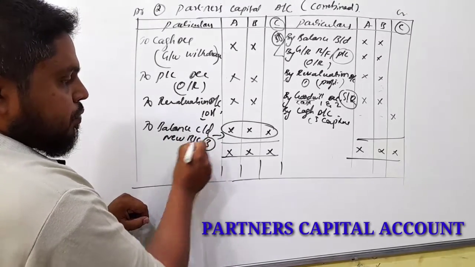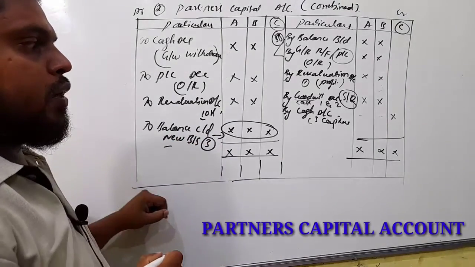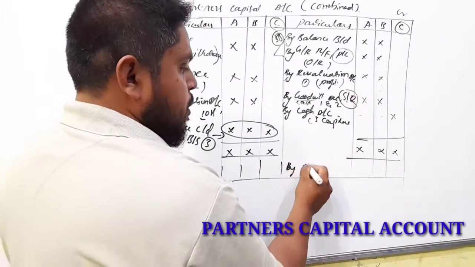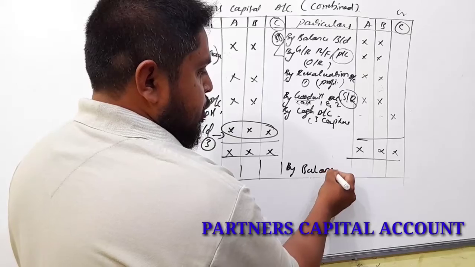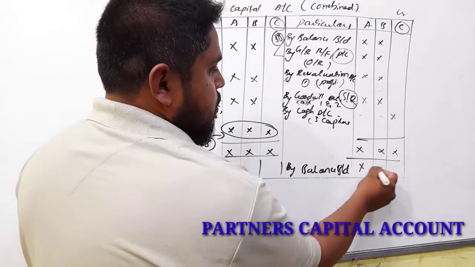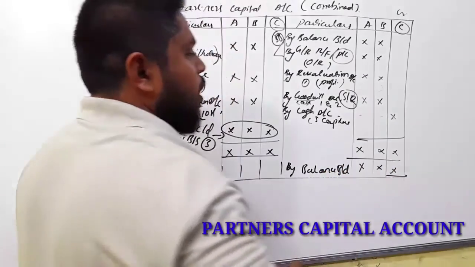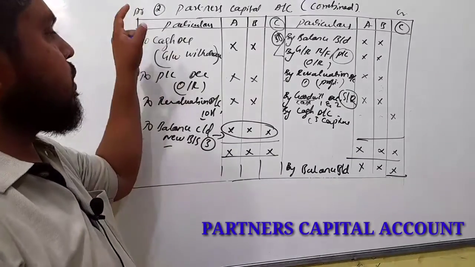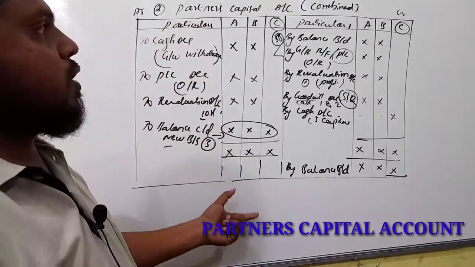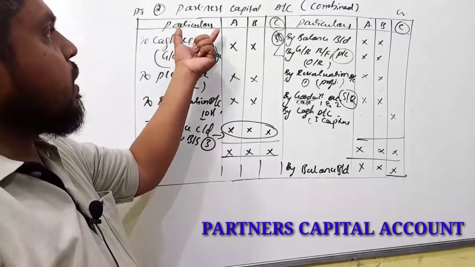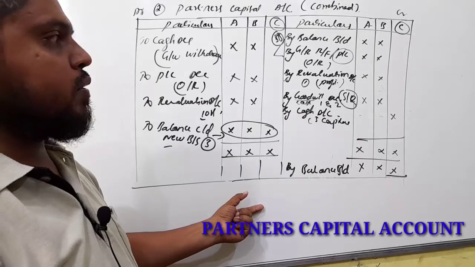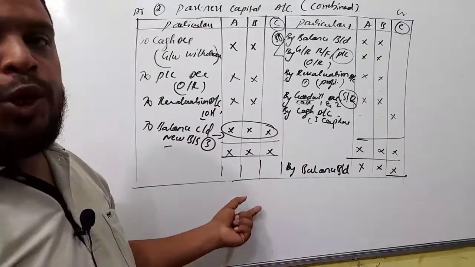That is the third step under admission and retirement. And balance brought down, along with the new partner's capital, we have to transfer. So it is clear that under the second step, partners capital account, these are the entries you have to pass. Now the next step is a new balance sheet.